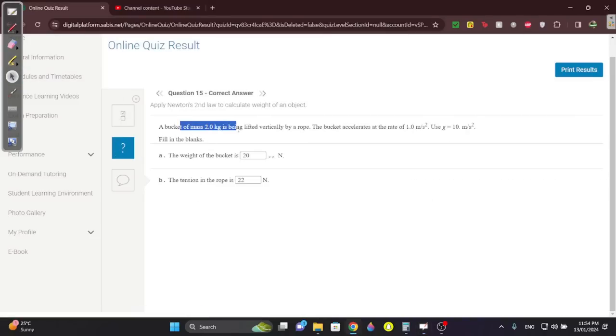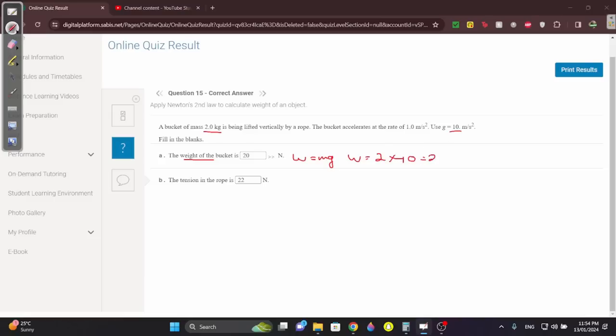A bucket of mass 2 kilograms is being lifted by a rope. The bucket accelerates at the rate of 1 meter per second. Use G equals, okay. What's the weight of the bucket? Weight equals mg. W equals mg. Always remember. The mass is 2 and g is 10.